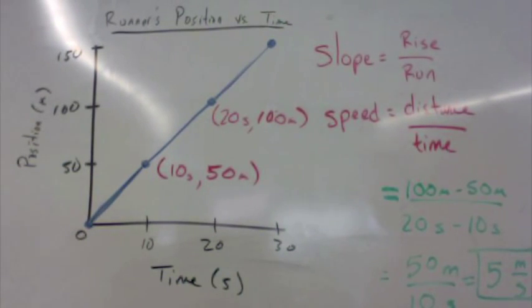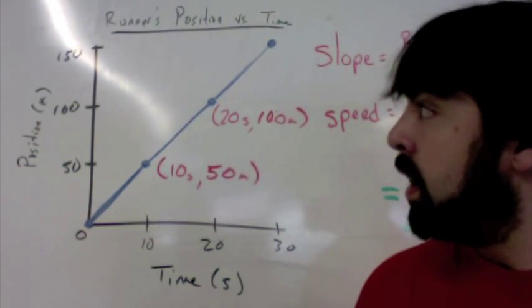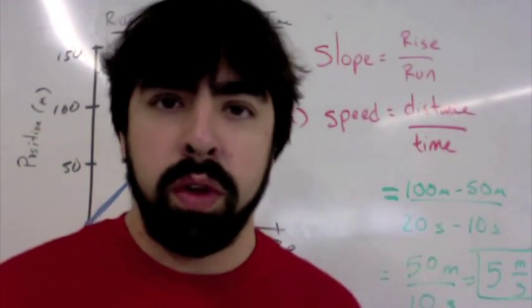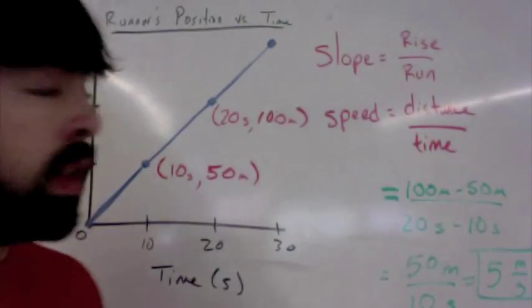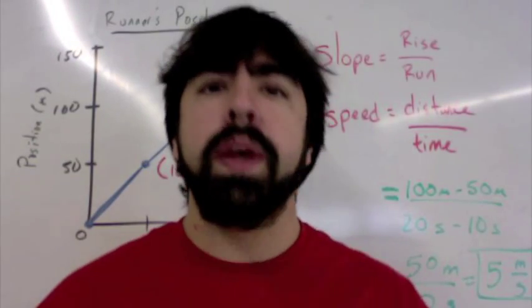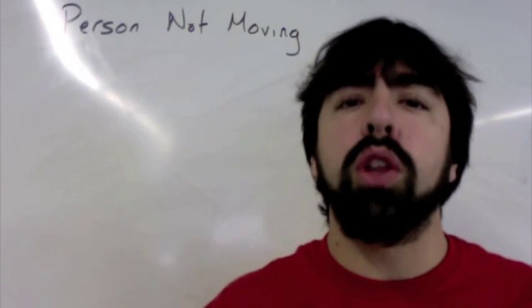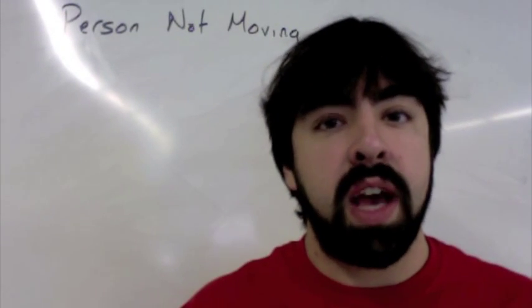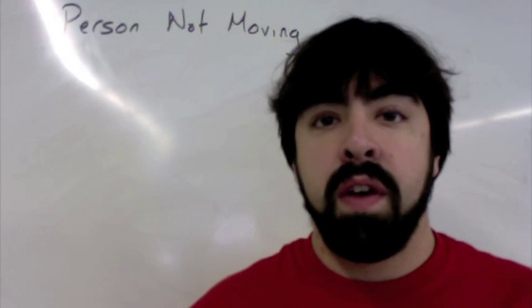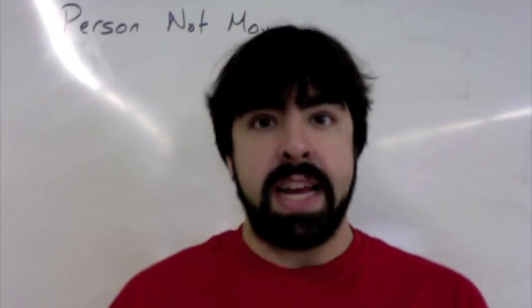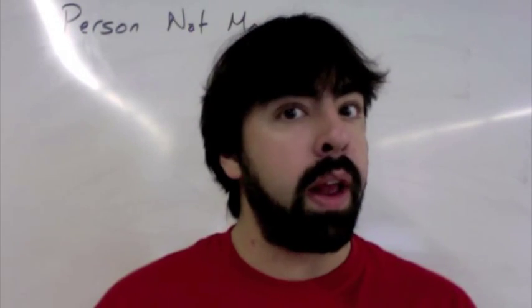And we'll talk about how this relates to velocity as we move along. So let's take a look at another 2 examples, and then we'll work on this more in class. All right, what would it look like on a position time or distance time graph if a person or an object wasn't moving? They were just standing still, not going anywhere. Let's take a look.